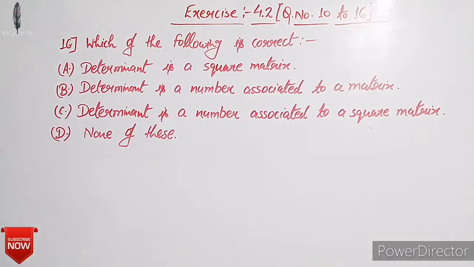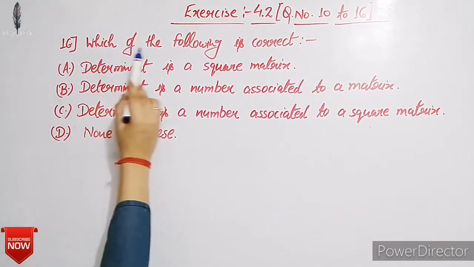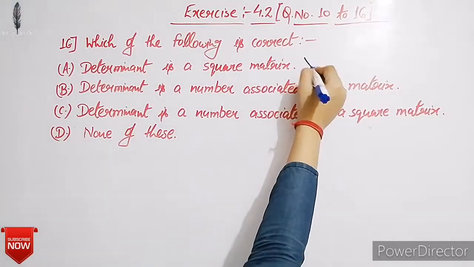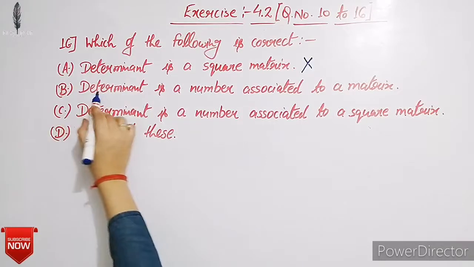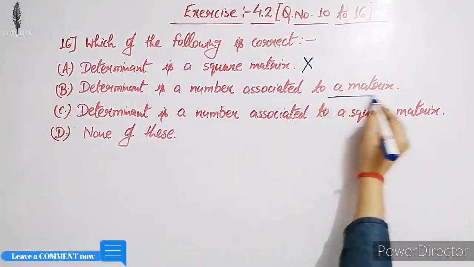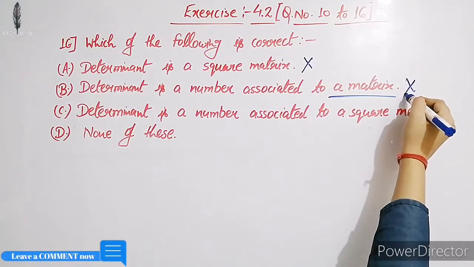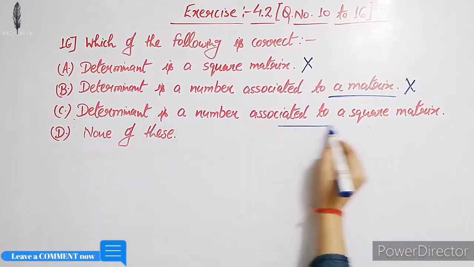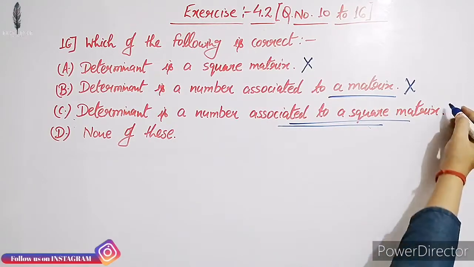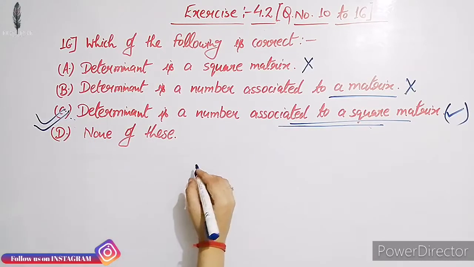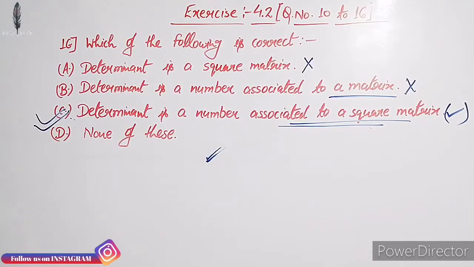Let's see the next question number 16. Which of the following is correct? Let's see first. Determinant is a square matrix, that is wrong. Second is determinant is a number associated to a matrix, not only a square matrix, so it is wrong. In third, determinant is a number associated to a square matrix, so it is true. C is the correct answer. Okay, clear? Exercise complete.